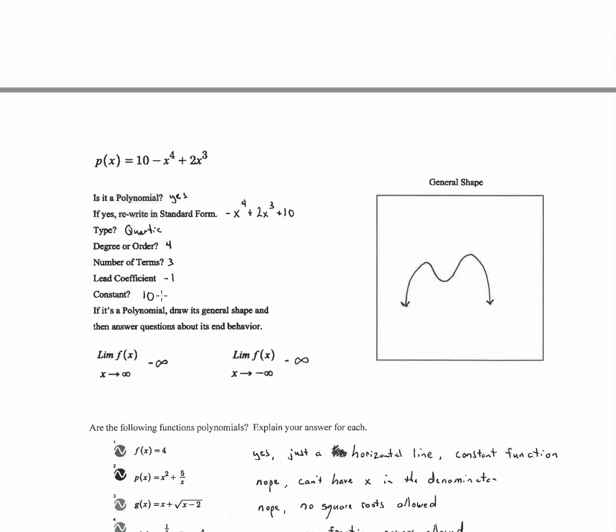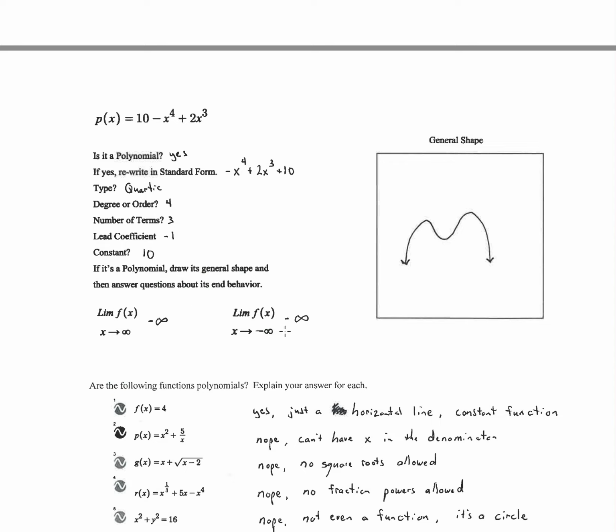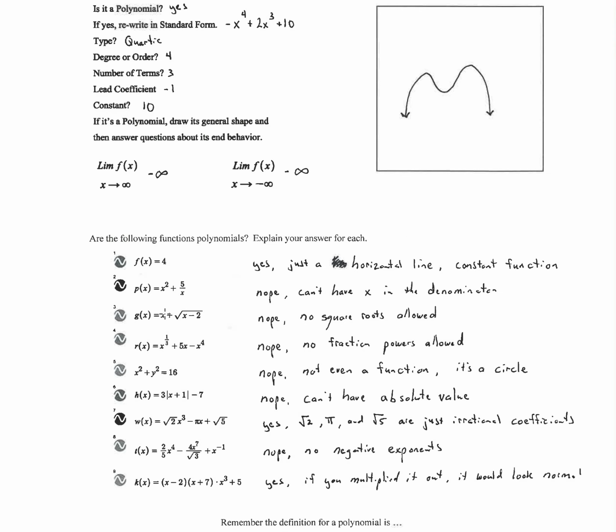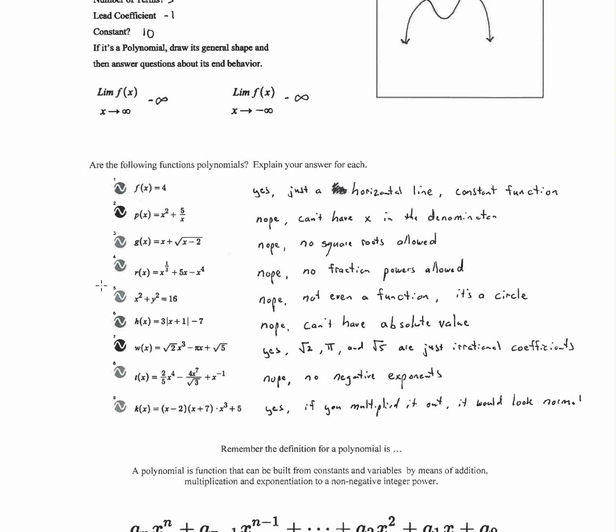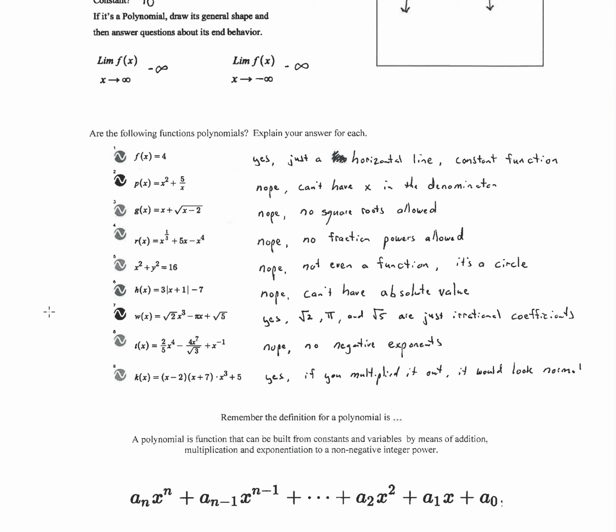The constant is the 10. And both end behaviors are both down. Down when you go to the right and down when you go to the left. Okay, and the last part says, are these functions polynomials? Sure, it's just a horizontal line, which is a constant function. It's degree 0. It's like x to the 0 power there.